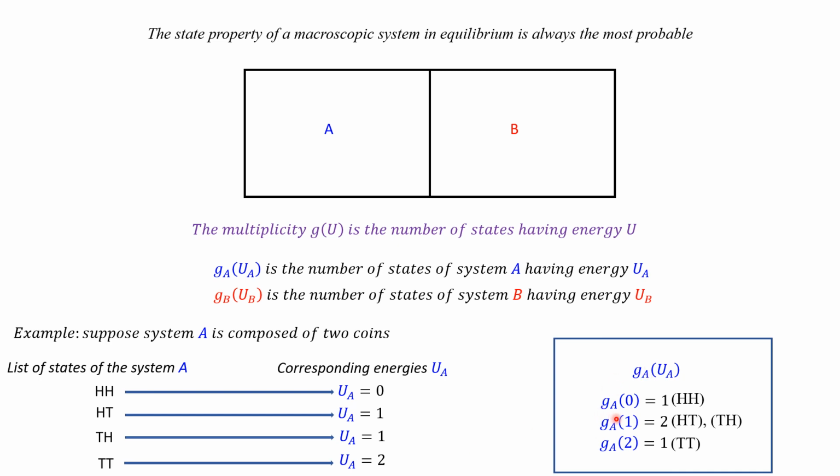So that means that the multiplicity of system A evaluated at the energy 0 is 1 because we have only one state having the energy 0. On the other hand, the multiplicity of system A evaluated at the energy 1 is 2 because we have two states having energy 1, the state HT and the state TH. And the multiplicity of system A evaluated at the energy 2 is again 1 because we have only one state of the system having energy 2.